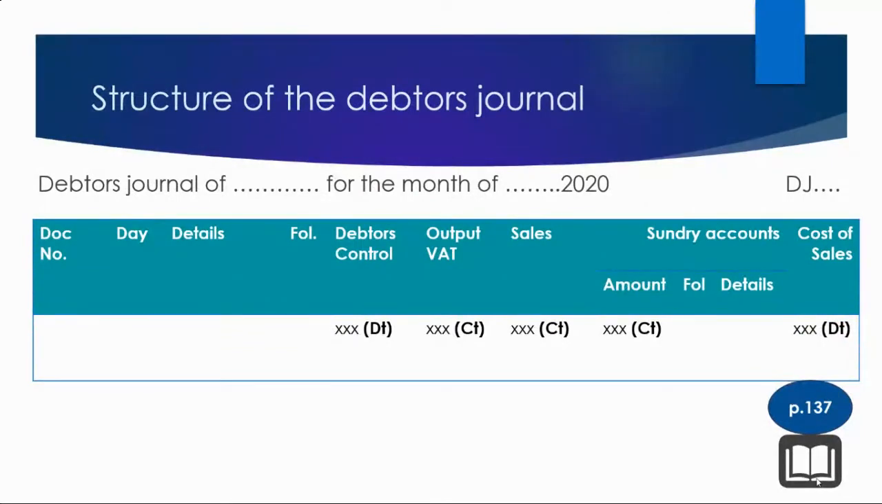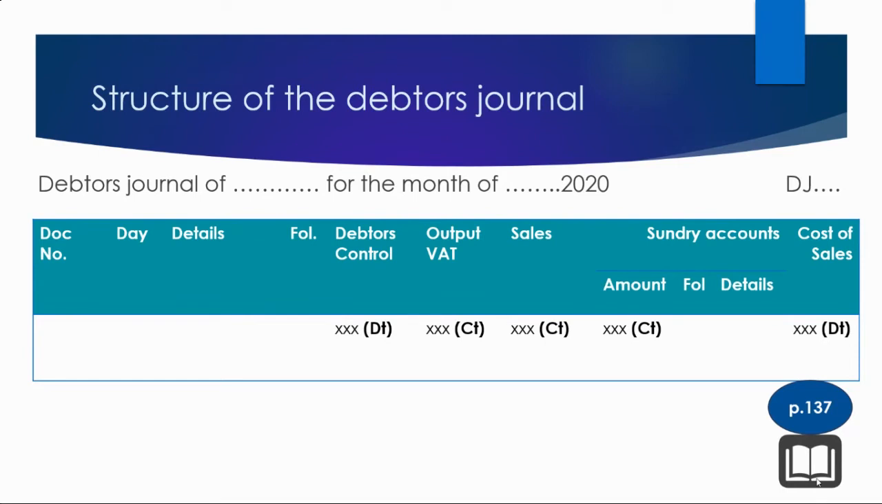Now, what does the structure of a debtors journal actually look like? Okay, so you'll see it's very similar to what we've done with the cash one, but the columns have now changed. So the first few columns are exactly the same, which is the document number, the day, the details, and then the later columns have been adjusted.